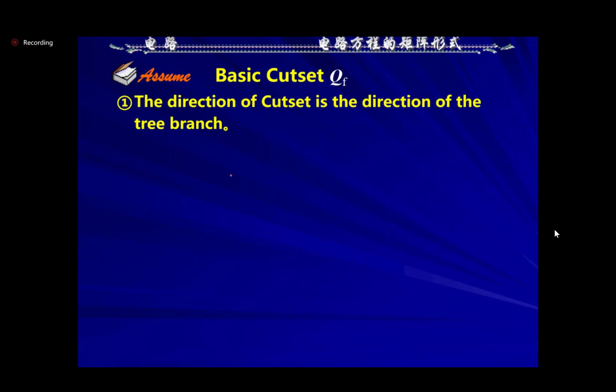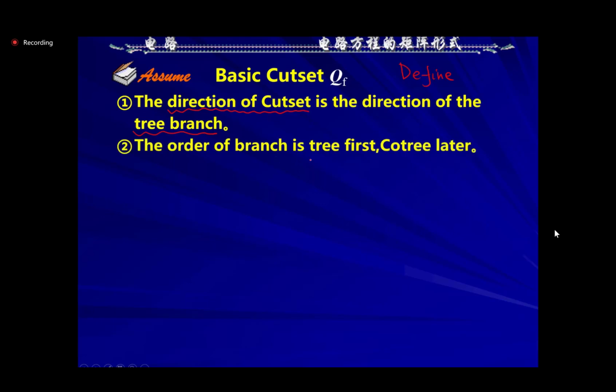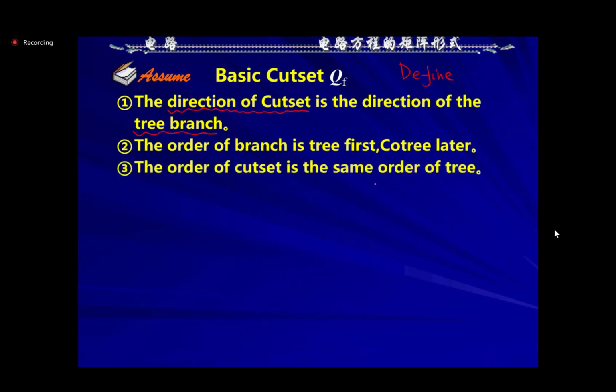For the basic cutset, at first we define the direction of the cutset. Pay attention, the direction of the cutset is the same as the direction of the tree branch. This is defined. The order of branch is the tree first, co-tree later. The order of cutset is the same order as the tree.